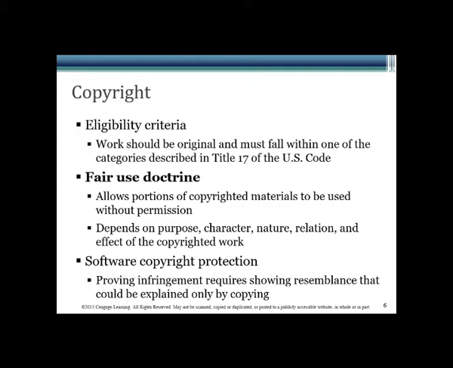Eligible works, the types of work that can be copyrighted, include architecture, art, audiovisual works, choreography, drama, graphics, literature, motion pictures, pantomimes, sculptures, sound recordings, and other intellectual works as described in Title 17 of the U.S. Code. To be eligible for a copyright, a work must fall within one of the preceding categories, and it must be original.